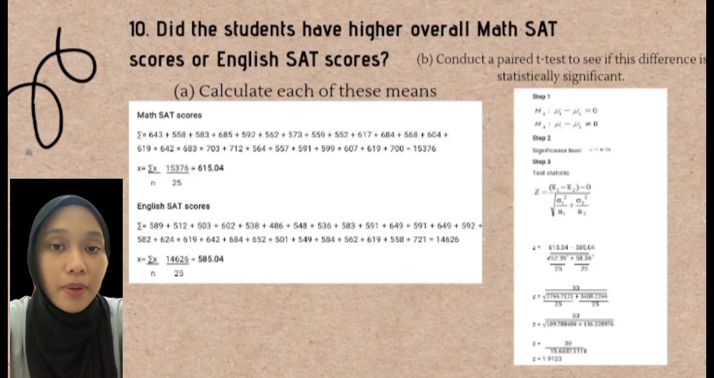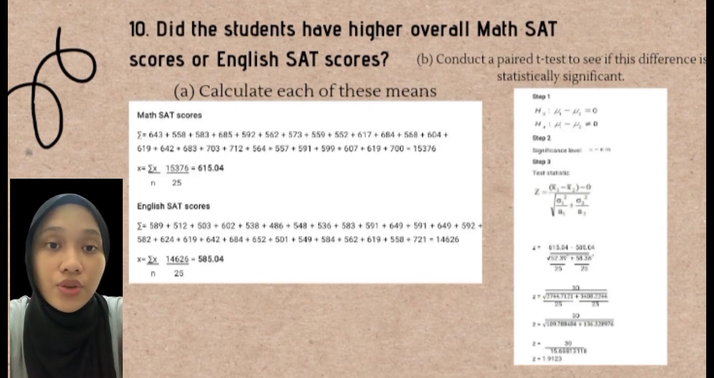Okay, next, part B. Conduct a paired t-test to see if this difference is statistically significant. Step 1, we need to find the mean for Math SAT scores and the mean for English SAT scores. The mean Math SAT score is 615.04 and the mean English SAT score is 585.04. Then find the n, which is 25. In step 2, we need to find the standard deviation for Math SAT scores and English SAT scores. The standard deviation for Math SAT score is 52.39 and for English SAT scores is 58.38.